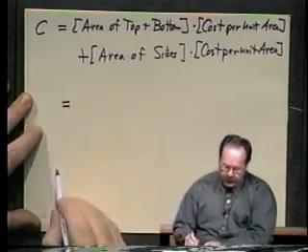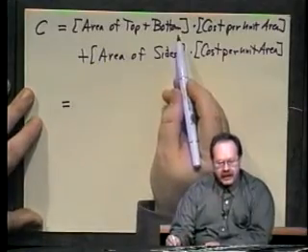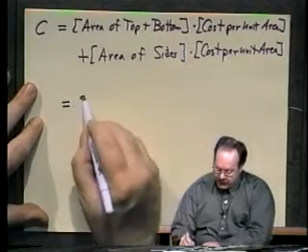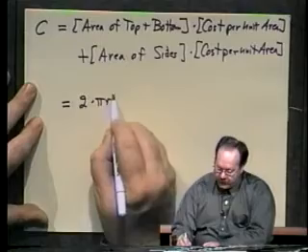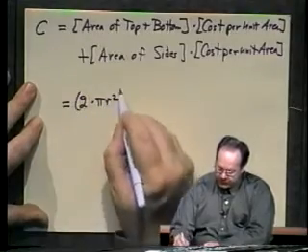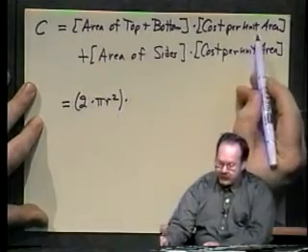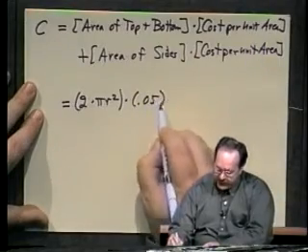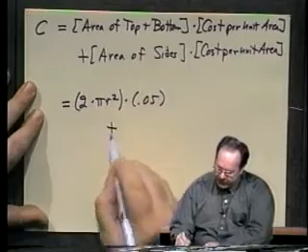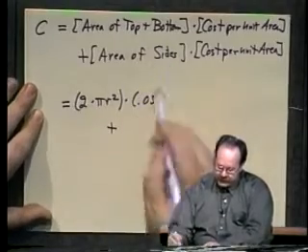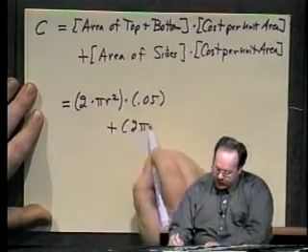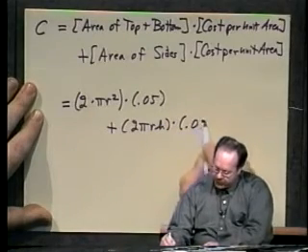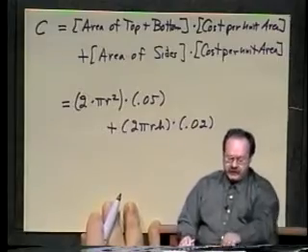So now I can go and write, what is the area of the top and bottom? If you remember, the area of the top and bottom were the areas of two circles. So that was 2 times pi r squared, which is the area of one of the circles, times the cost per unit area, which, if you recall, was 0.05 cents. And then we add to that the area of the sides, which we wrote as 2 pi rh, if you remember the picture, times 0.02, which is the cost per unit area given to us in the original problem.